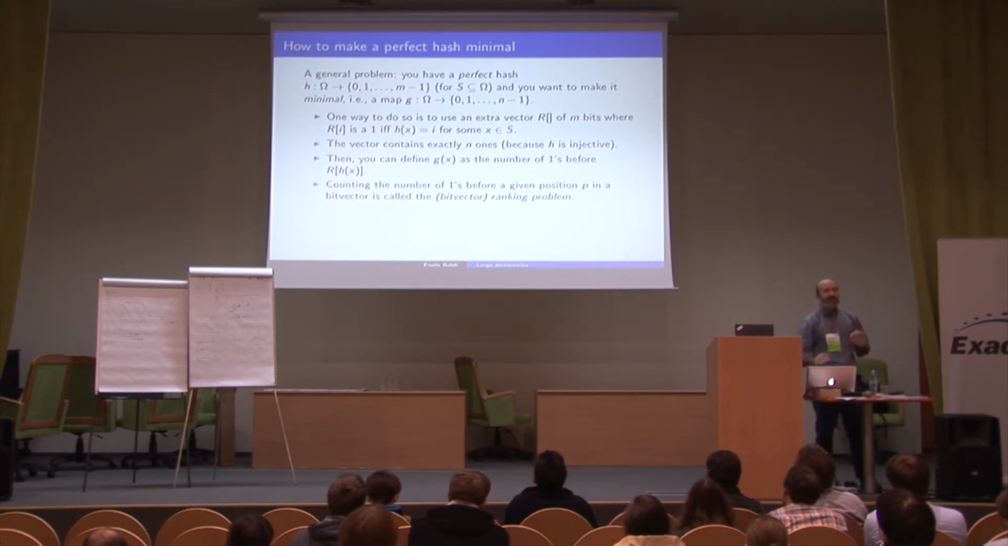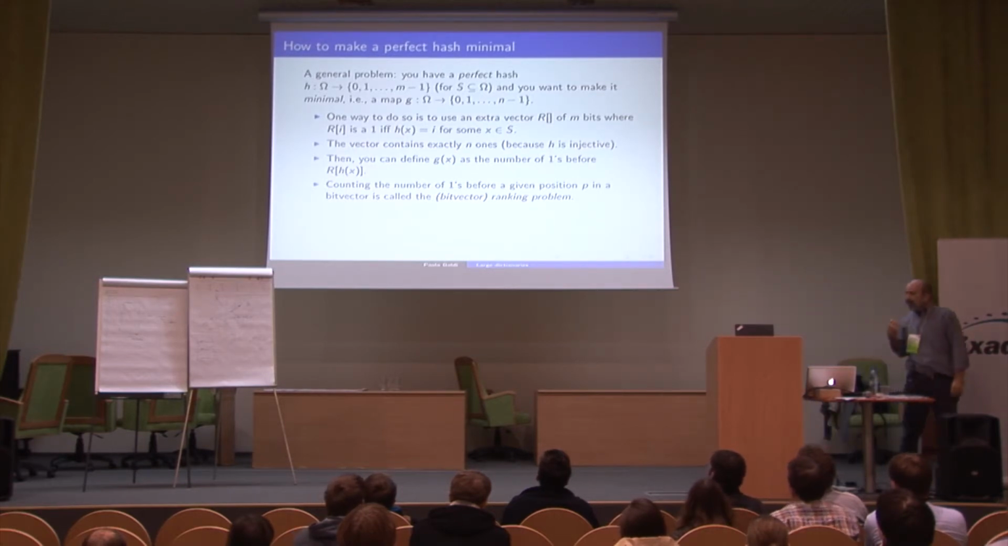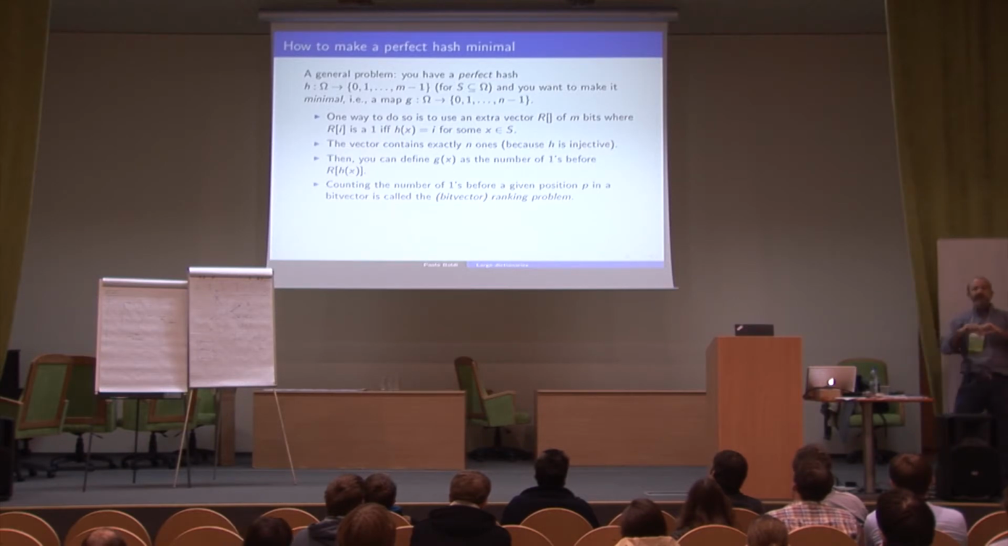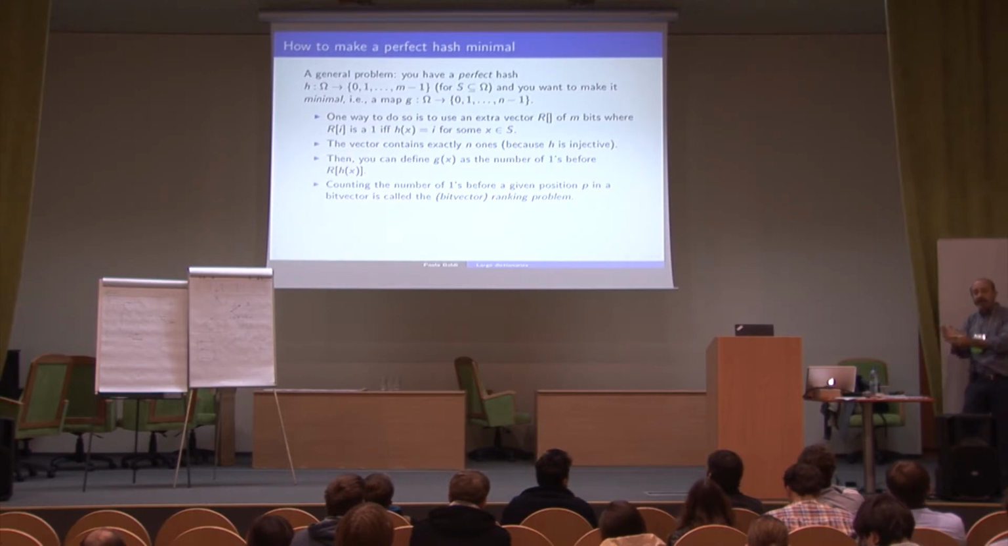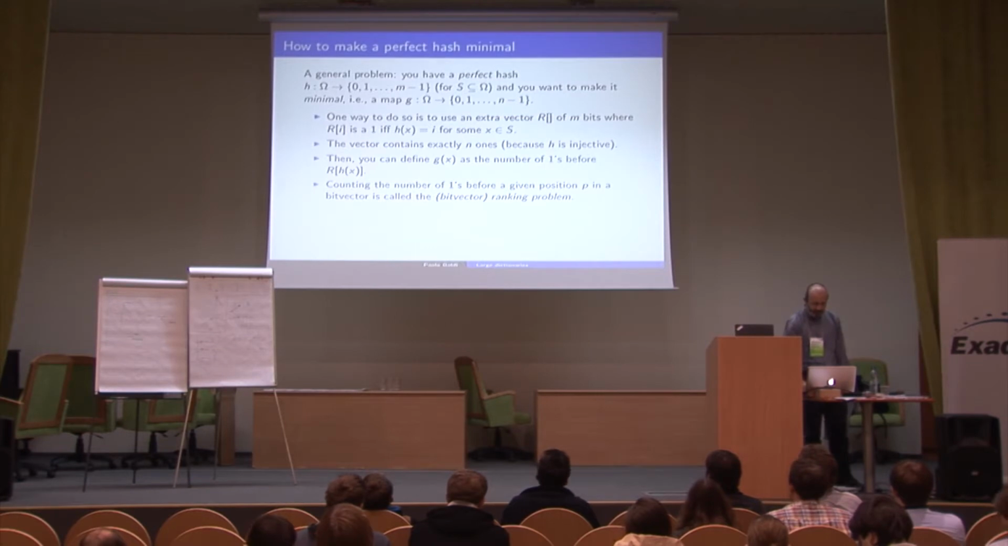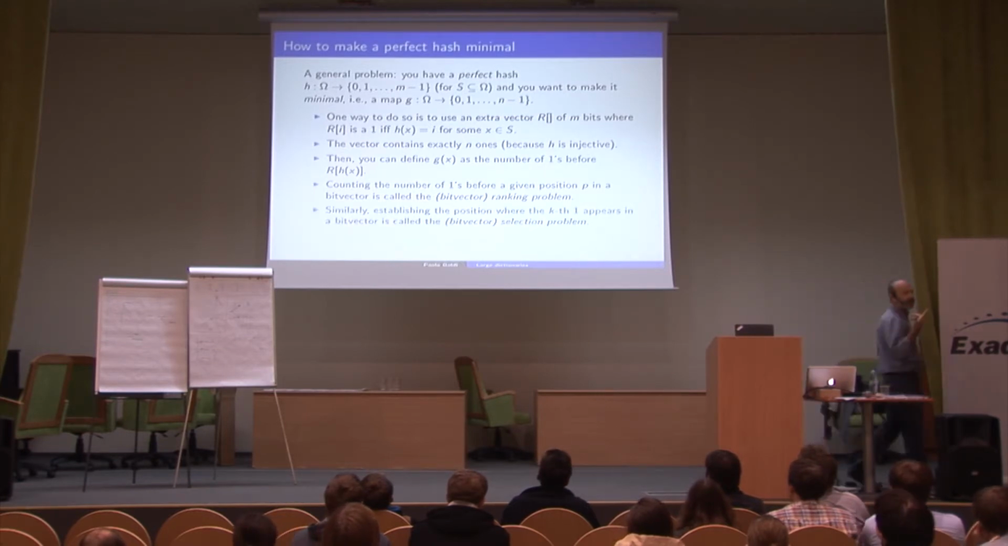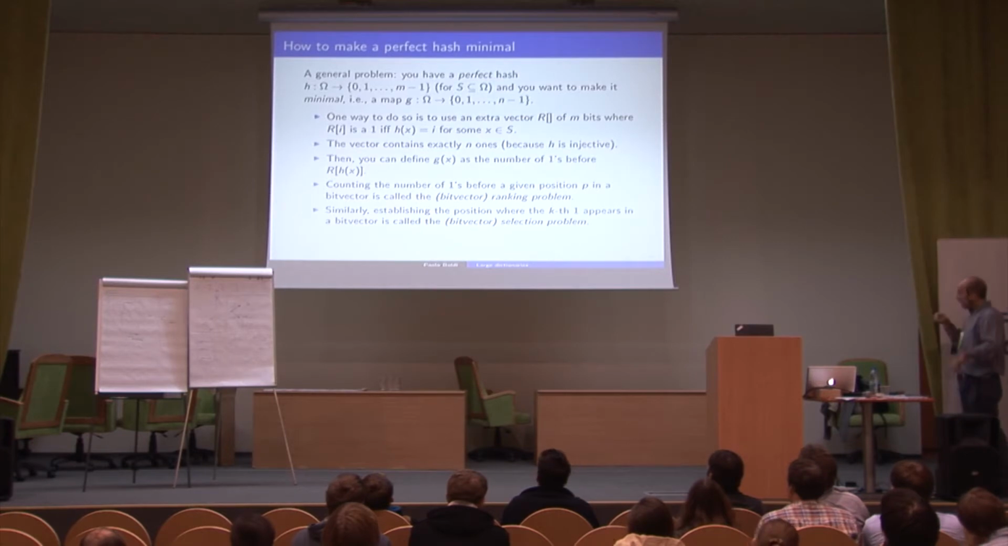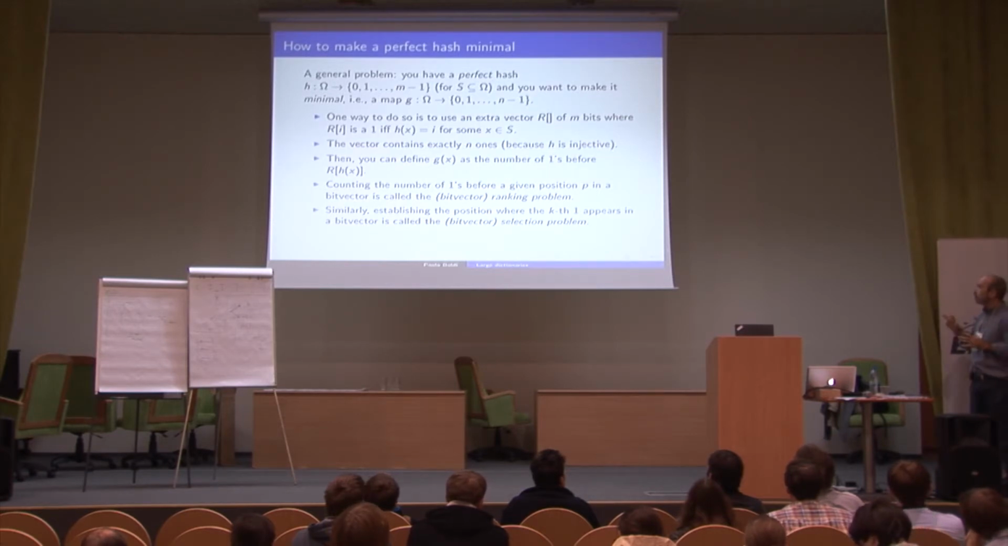Counting the number of ones in a vector of bits before a given position is called the ranking problem. So the bit vector ranking problem is the following. Given a vector of bits, zeros and ones, and given a specific position, count how many ones there are before that position. This ranking problem has a sort of dual that is called the selection problem. That is, given a vector of bits, tell me the position of the 7th one. This is called the selection problem.